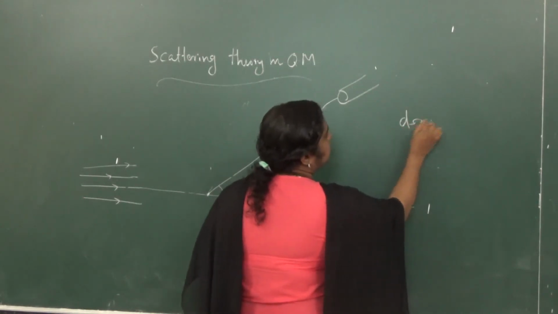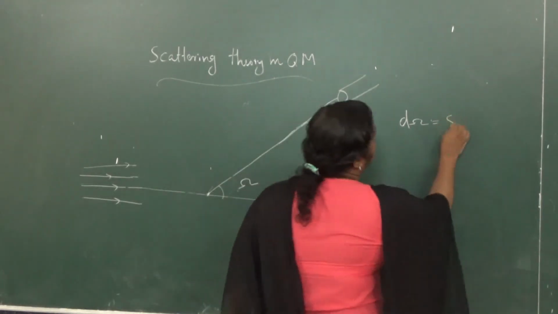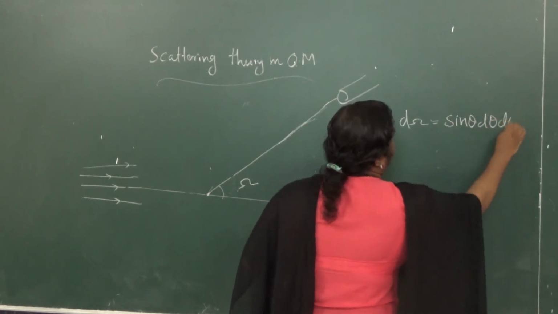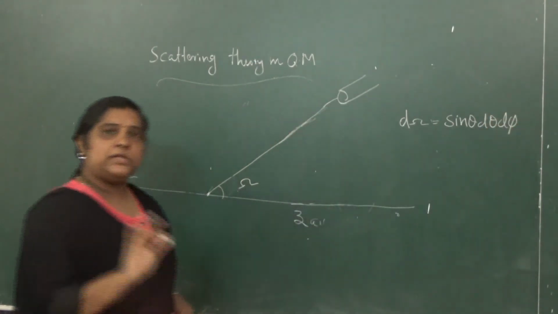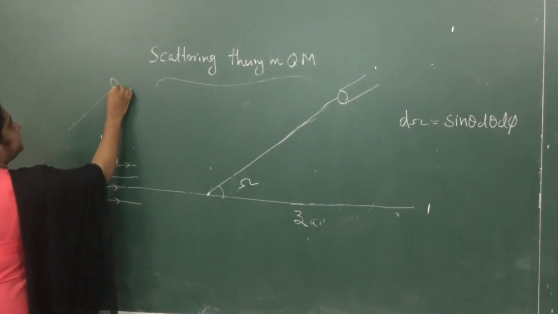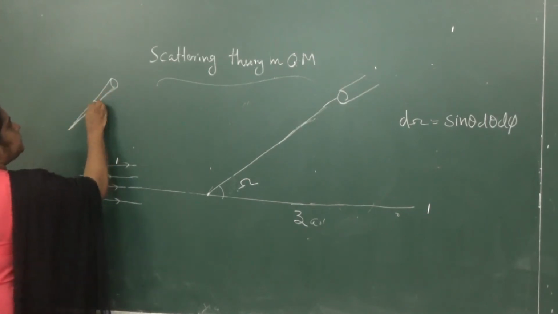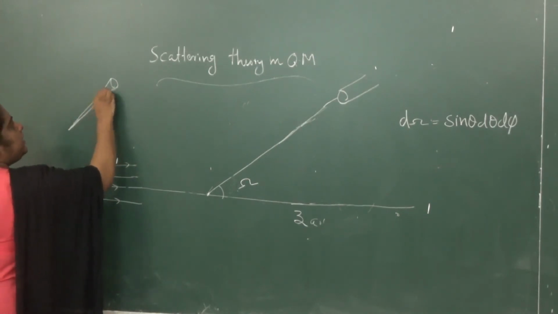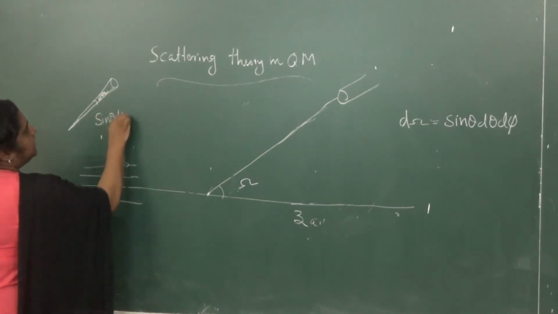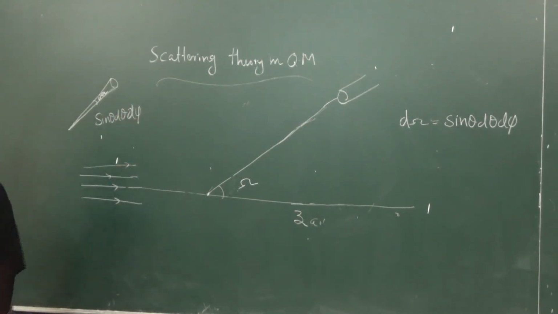Then we know what is omega or d omega. In spherical polar coordinates, you know what is d omega? It is sin theta d theta d phi. Okay. d omega is defined like this. That is the small solid angle. The small solid angle d omega is written sin theta d theta d phi.